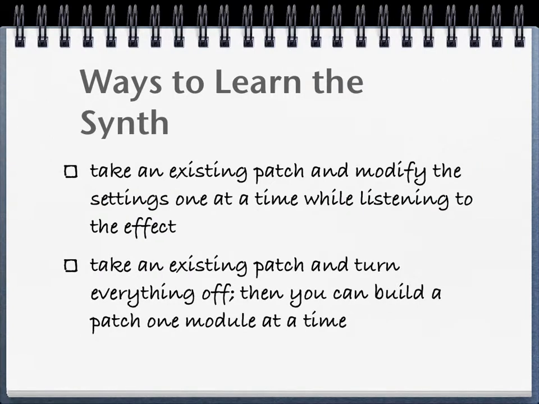There's at least 2 ways to learn these synths. One is you take an existing patch and you take one setting at a time and you modify it and you listen to see what the effect is. Then you reset it back to what it was and take another parameter, another item, and change it. Or you can take an existing patch and you can turn some of the things off, or actually everything off, and then build a patch one module at a time. For example, if you turn everything off and then click on oscillator 1 and amplifier, you'll hear a sound, and then you can play with the envelope and see what effect it has.